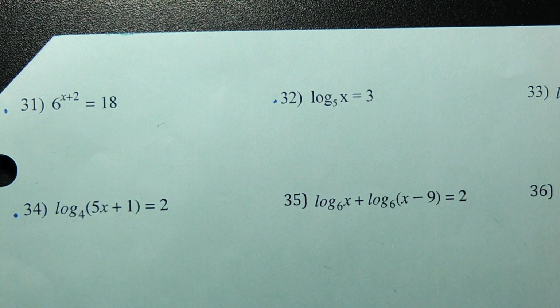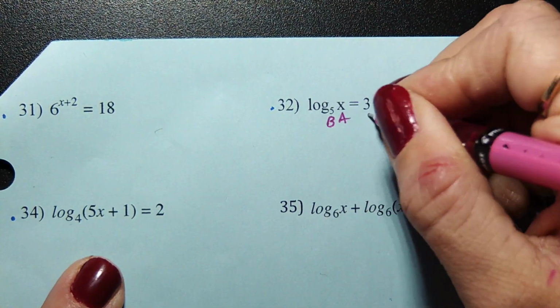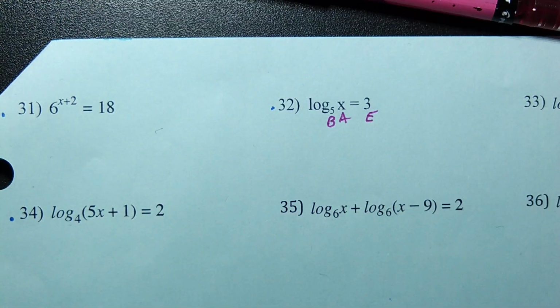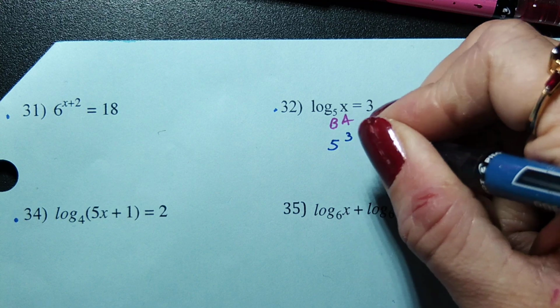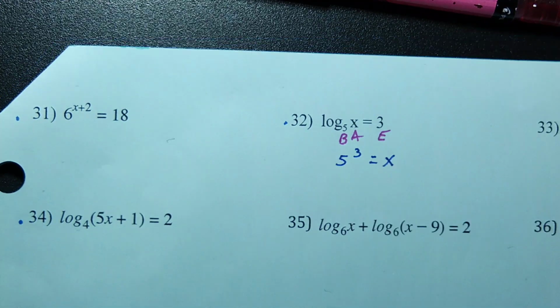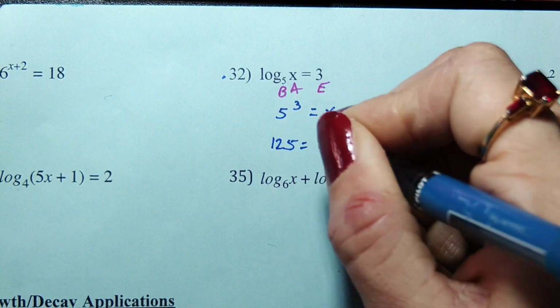Number 32, what's my plan of attack? What do I do when I have one log? Put it in exponential form. Big, animal, ears. And that's going to give us 5 to the third equals x. And bam-a-lam, I don't really have to do much because 5 to the third is 125.